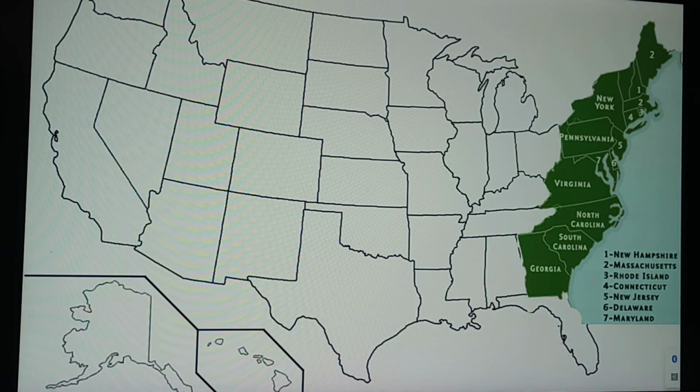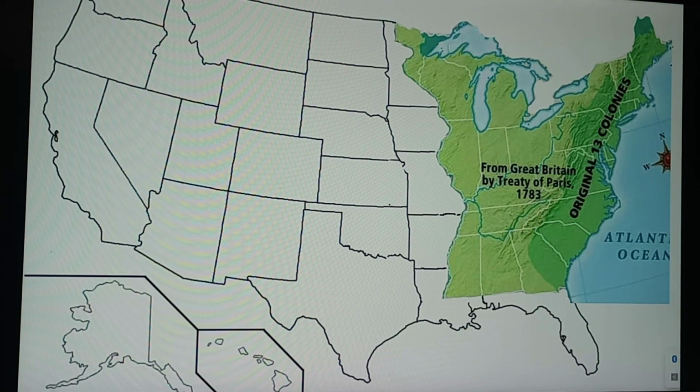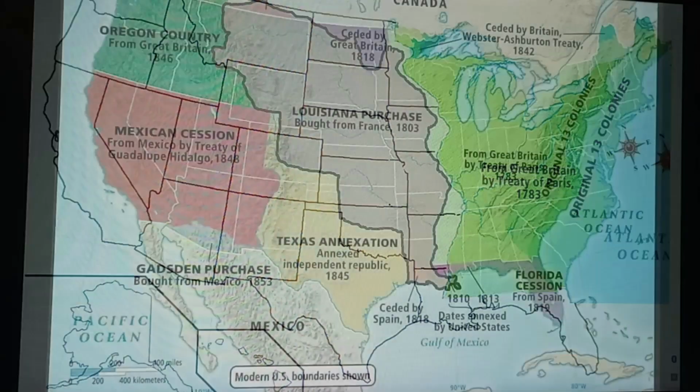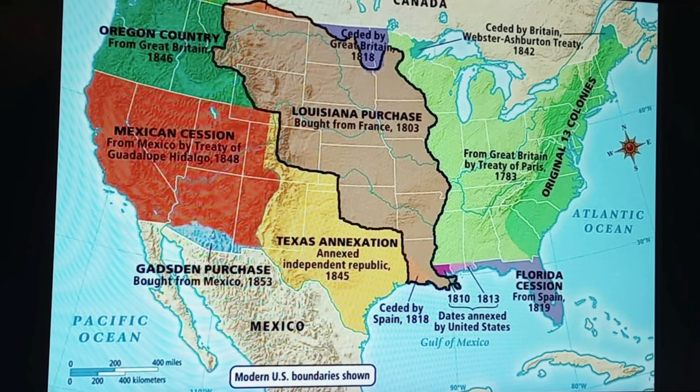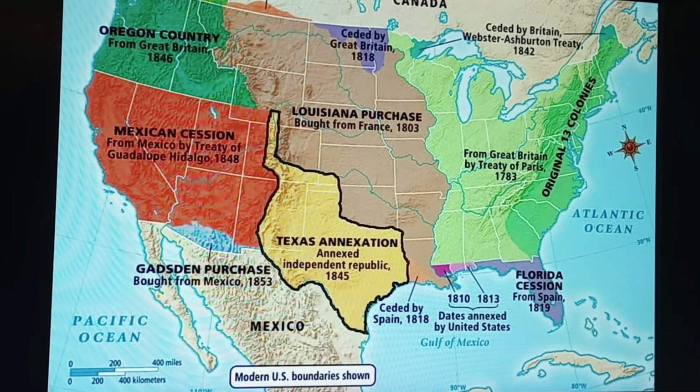Think about it. Last time we met, you saw how our country grew from the original 13 colonies to the river we call the Mississippi. Think about it. To the addition of the Louisiana Purchase from France and the voluntary annexation of Texas, as well as the land all the way to the Pacific Ocean gained from the war with Mexico.